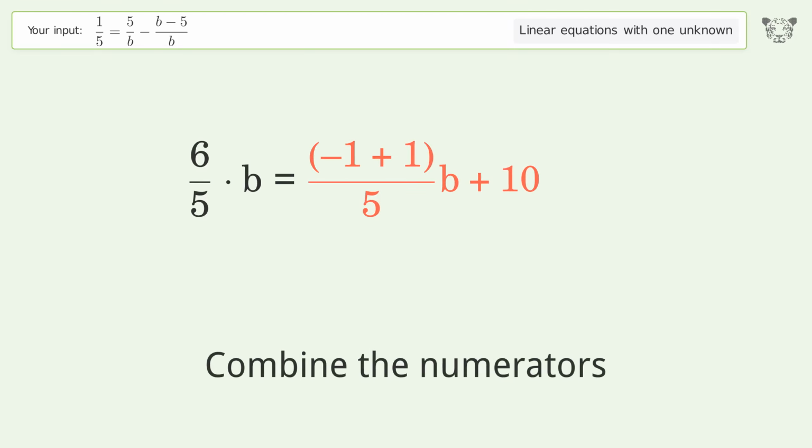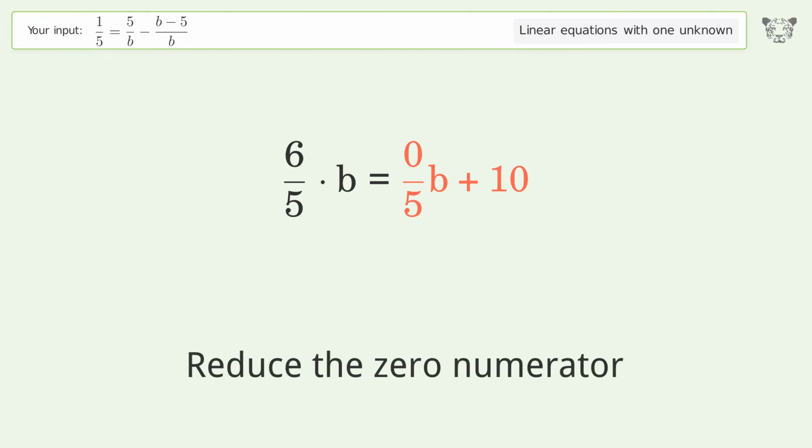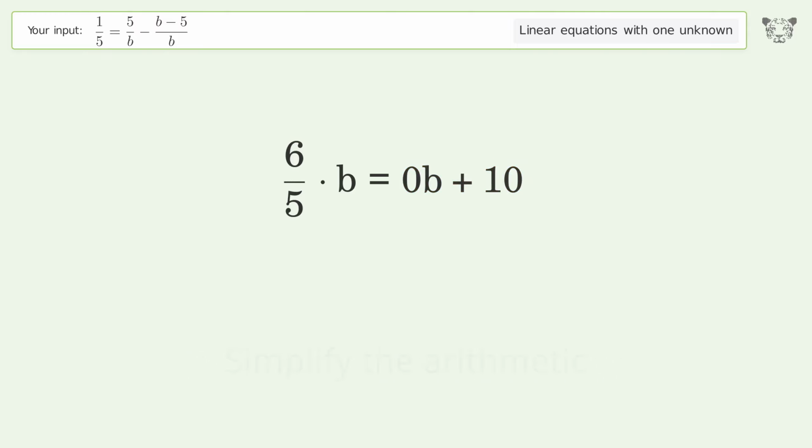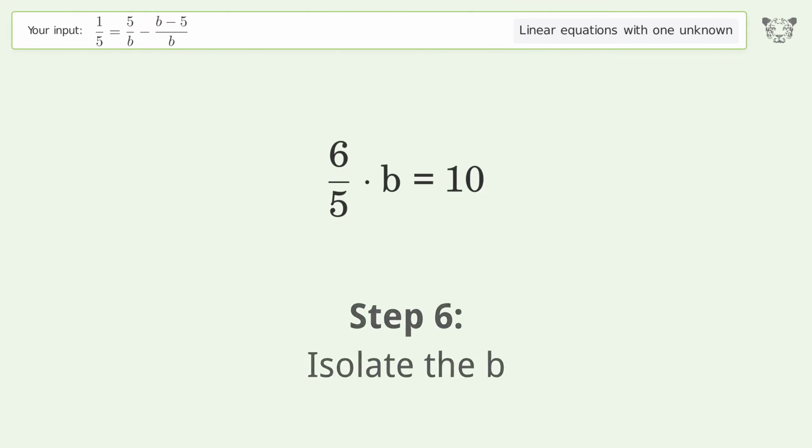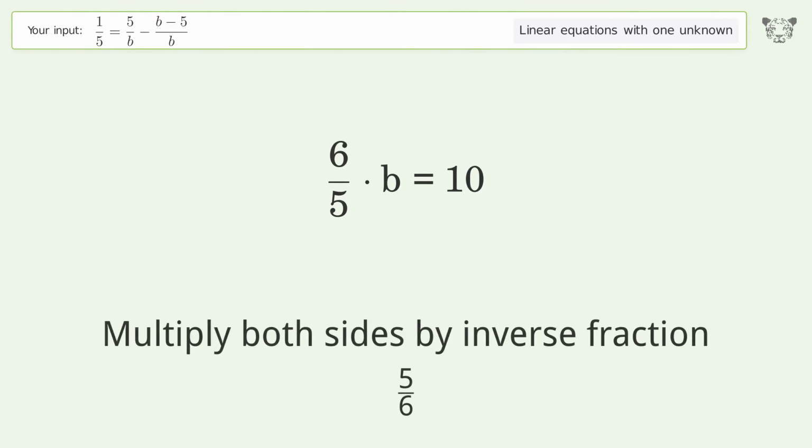Combine the numerators. Reduce the zero numerator. Simplify the arithmetic. Isolate the b. Multiply both sides by inverse fraction 5/6.